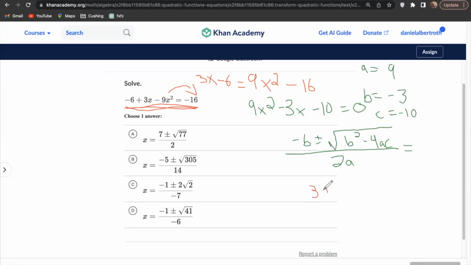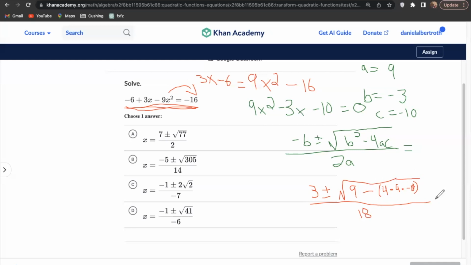So it's 3, I hope, and this is already looking like I'm going to need to reduce down the line, plus or minus the square root. What's b squared? Negative 3 times negative 3 is positive 9. And then it's minus 4ac. So it's minus, what's 4 times a times c? So that's 4 times a is 9 times c is negative 10. And this is all over 2a, which is 18. Because a is 9, so if you do 2 times 9, that's 18.